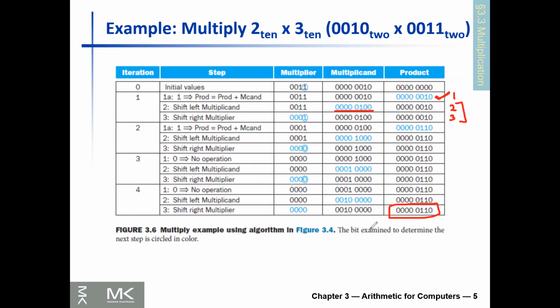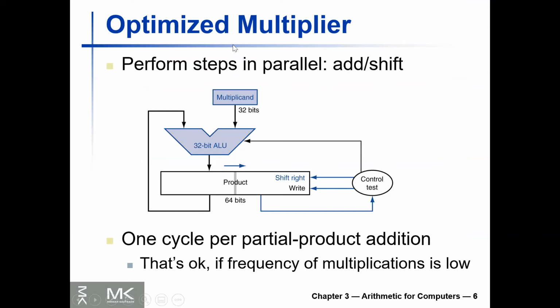Okay, so how can we optimize this process or this hardware? We can do it if we can do this shifting in one clock cycle, or in parallel or simultaneously. If it is possible, then we can optimize the process. So see now, here is the optimized multiplier, girls.